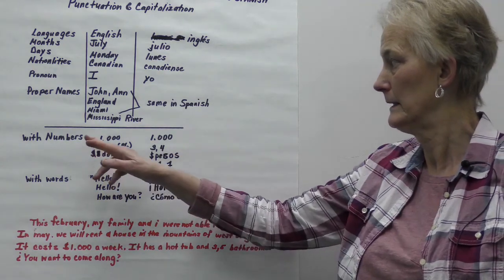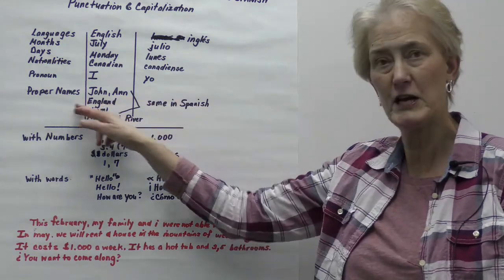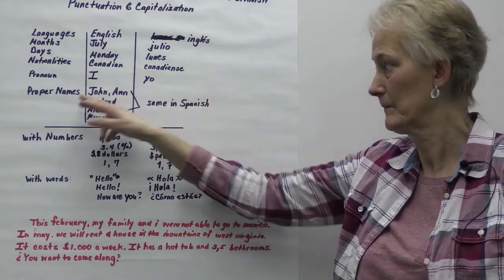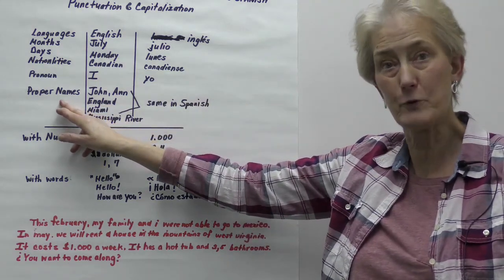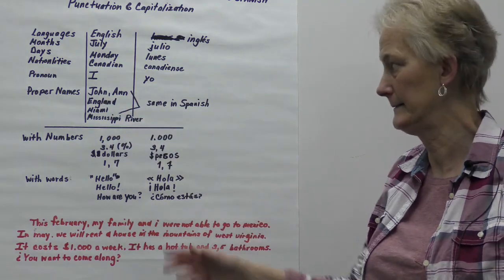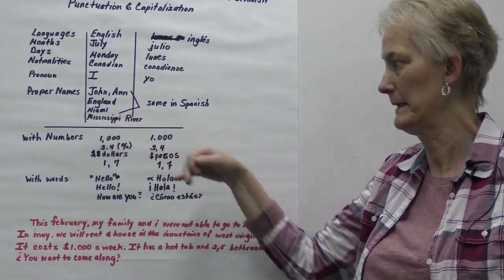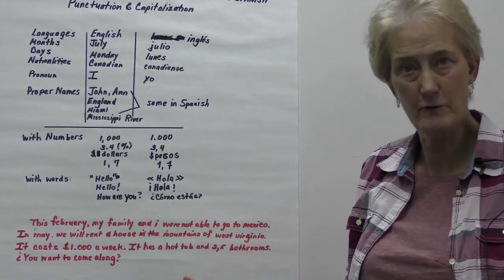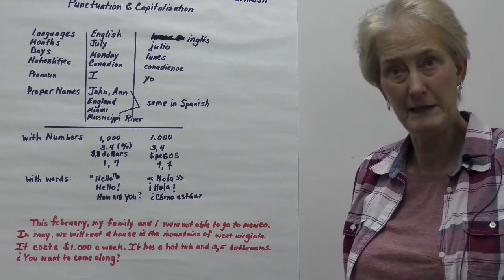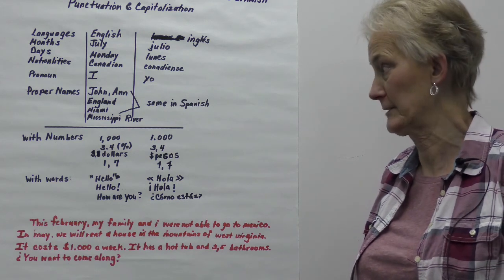Now, that's pretty much with capitalization, except for the times when it's the same. Con esas cosas es igual, proper names, nombres propios, like John or Anne, Juan, Ana, England, Inglaterra, Miami, and so forth. So proper nouns of people, of places, are always capitalized in English and in Spanish.